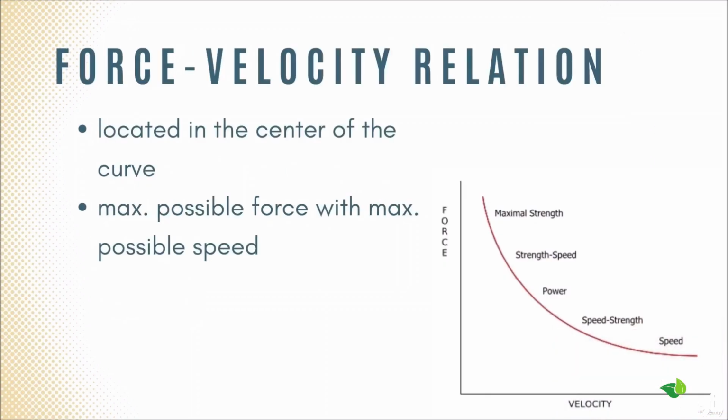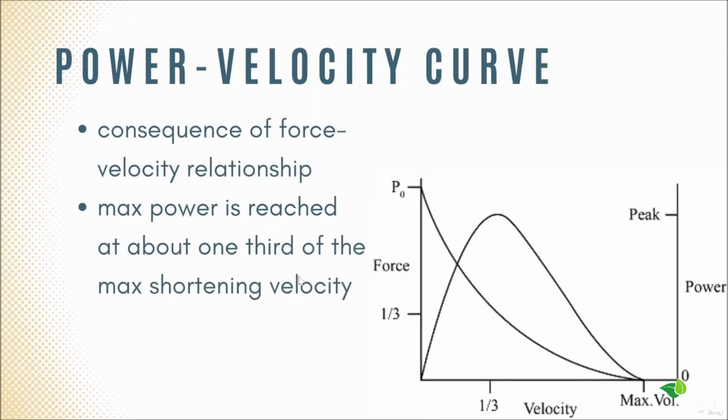When we categorize power into the force-velocity relationship, we can see that it's located right in the middle of that curve. So it's between strength-speed and speed-strength. Therefore, power includes force as well as velocity. We're trying to aim for maximal possible force with the maximal possible speed that we can get. As a consequence of power in that force-velocity relationship, we get the power-velocity curve, which is represented here.